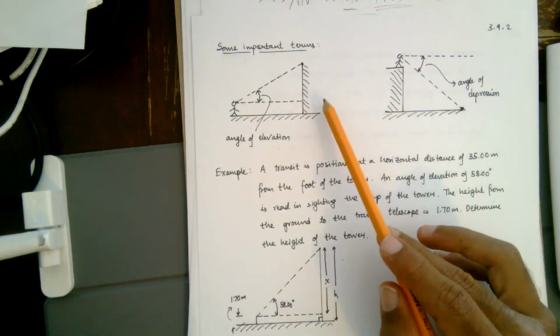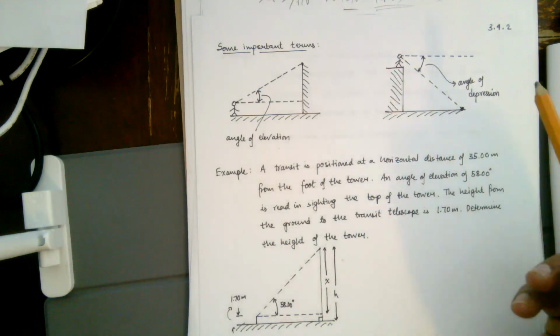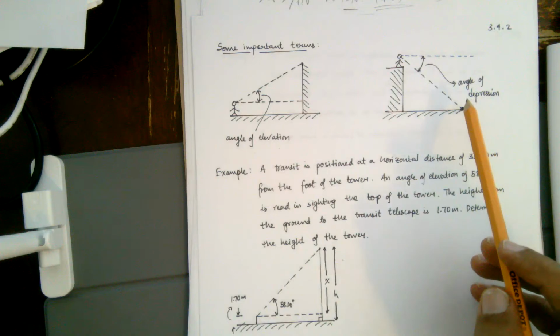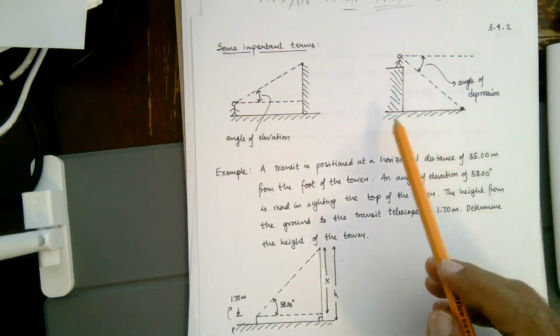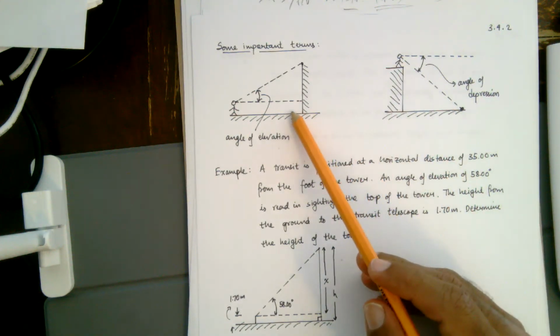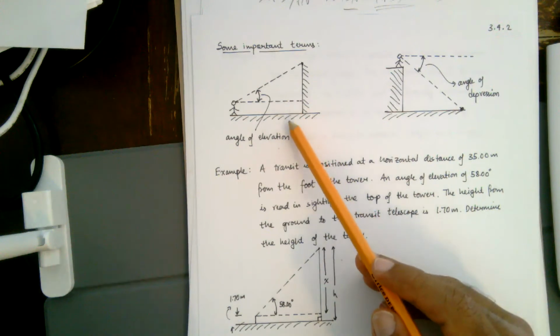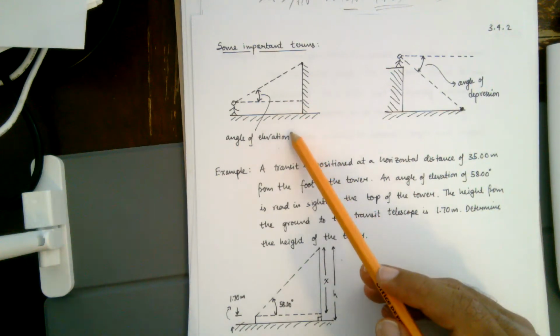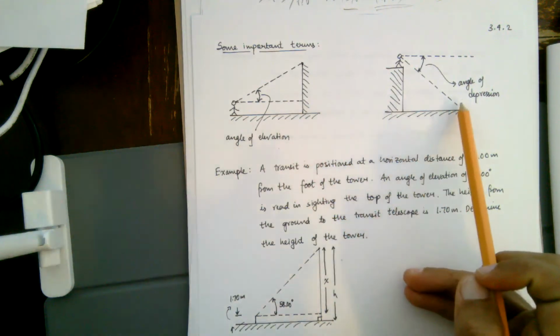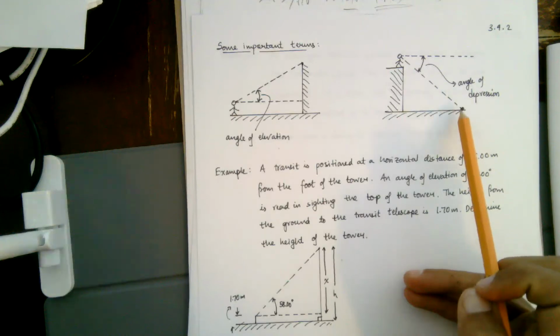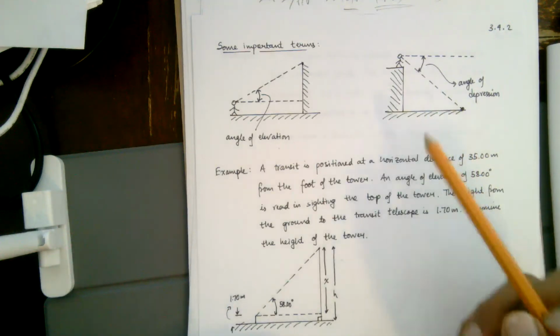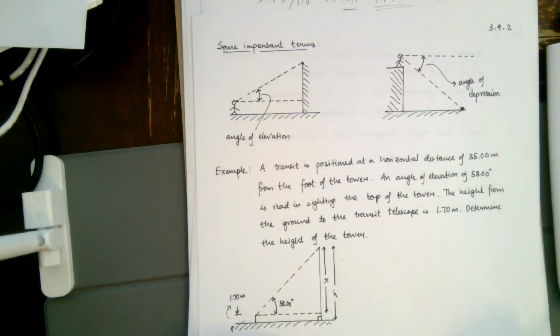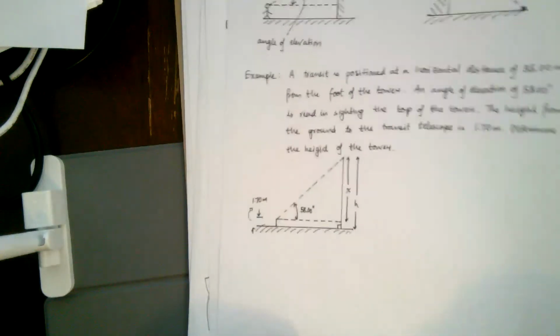So these terms, angle of elevation and angle of depression, whenever you see them, the scenario should immediately pop in. If it's elevation, you are on the ground looking at something high up. If it's depression, you are at a height looking at something down below. Okay, so let's look at a couple of examples.